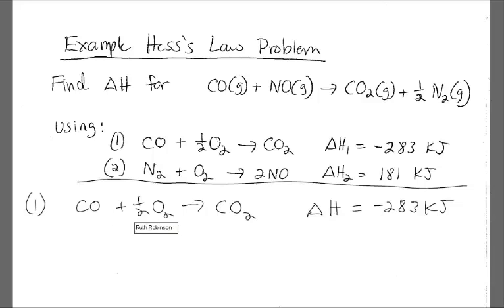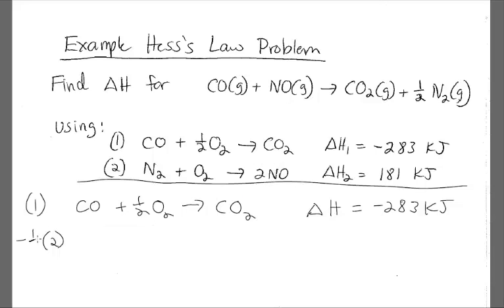Okay, now the next reactant we want is NO in the reactants, and we have a reaction where NO is a product, and not only that, but there's two of them. So we really want this reaction reversed. We want reaction 2 reversed, so that means we put a negative on it. But we also only want half of it, because we only want one NO, not two.